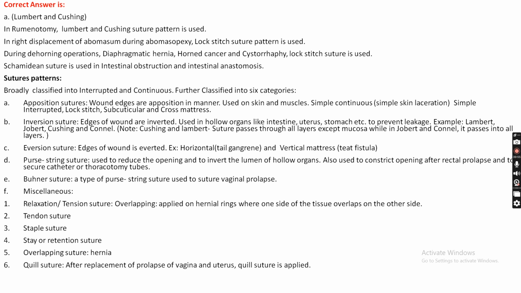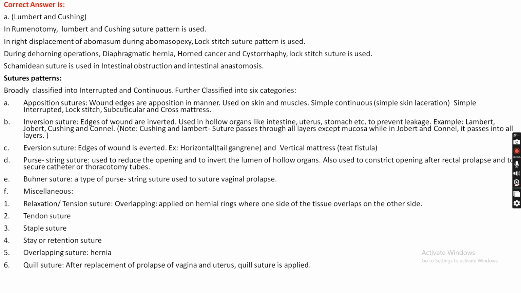If we see Cushing and Lembert, they are such types of suture which pass through all layers of the intestine except the mucosa, while Gambee and Connell pass through all four layers. Eversion sutures are those suture patterns in which the edges of the wound are everted. Examples are horizontal mattress and vertical mattress. In case of tail gangrene, we perform a horizontal mattress suture, and in case of teat fistula operation, we perform a vertical mattress suture.